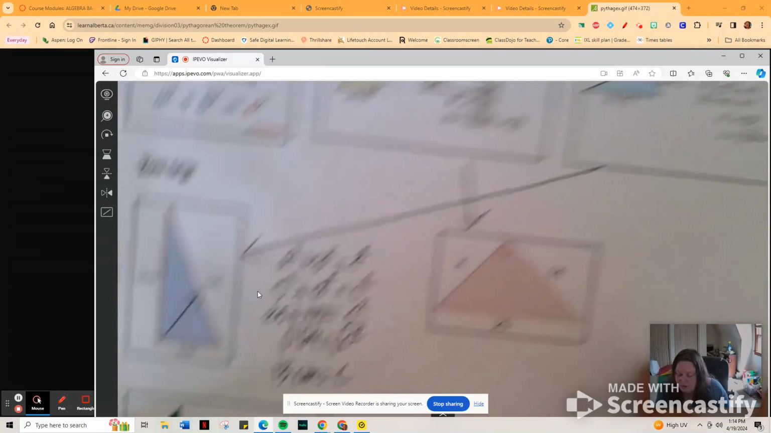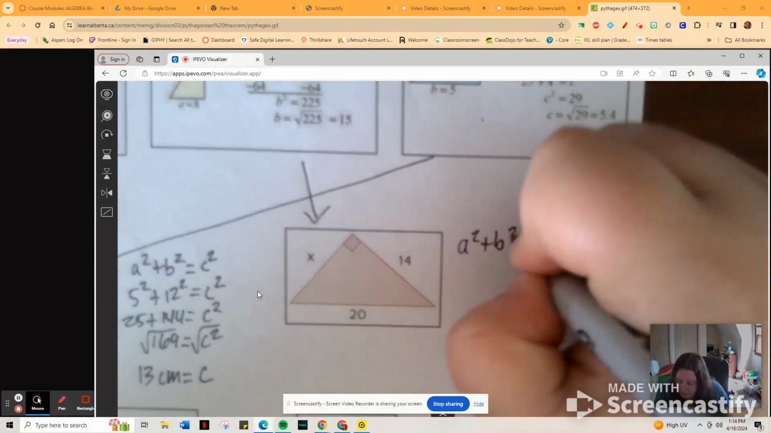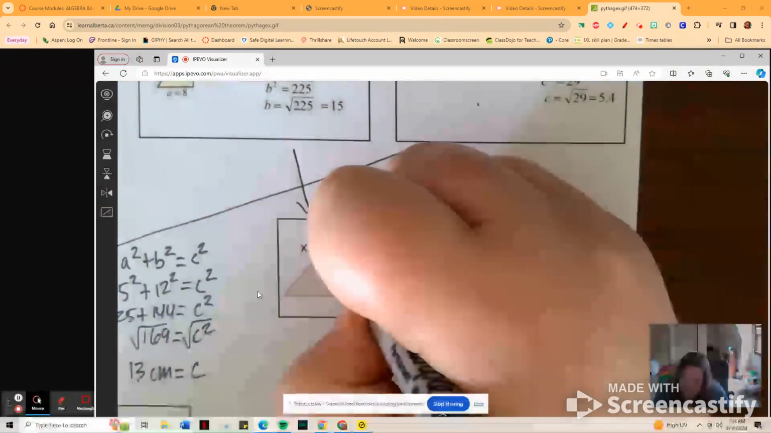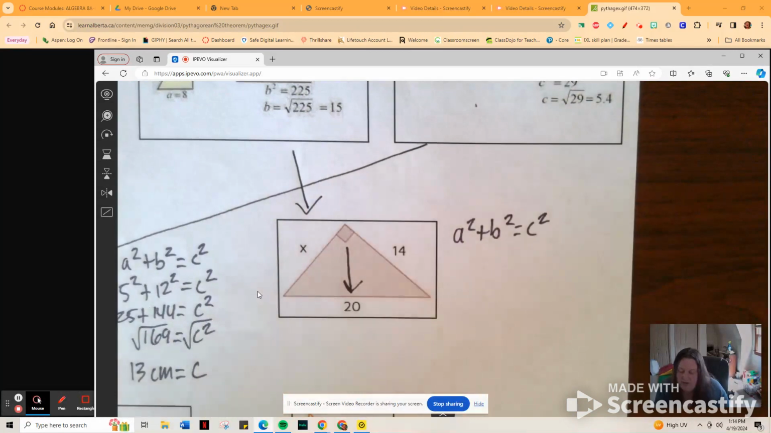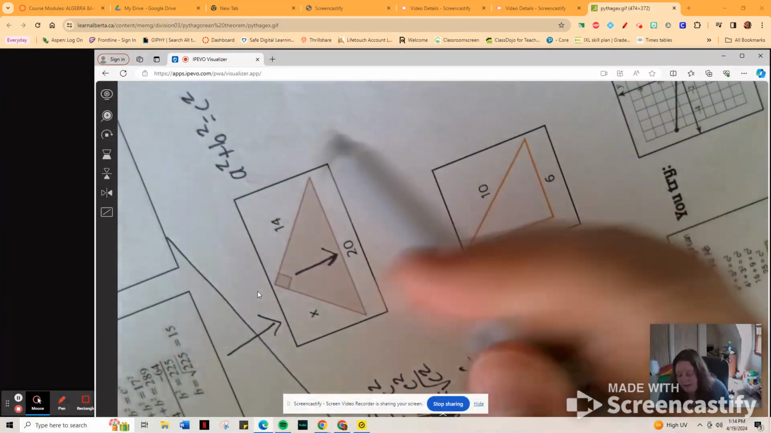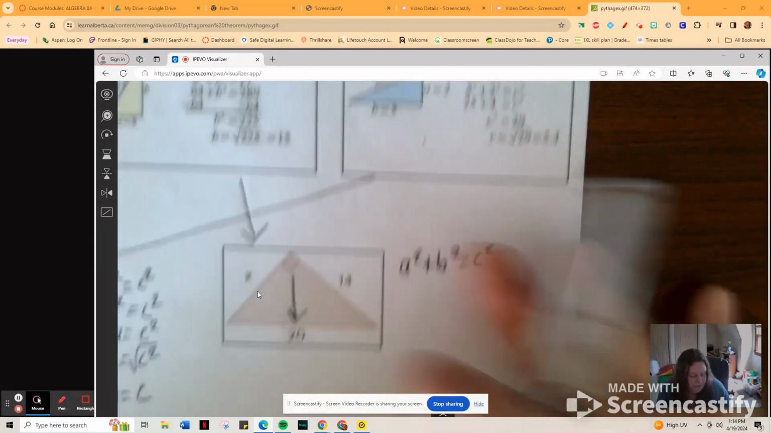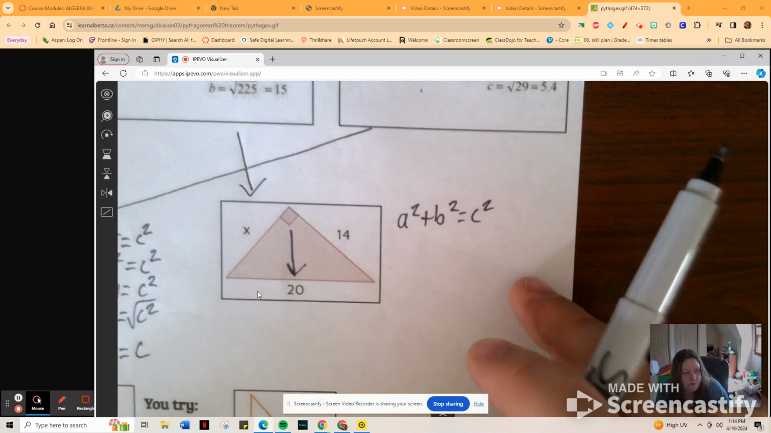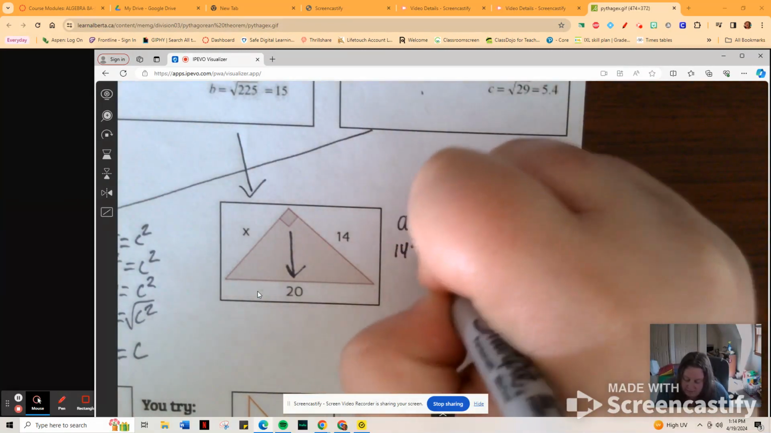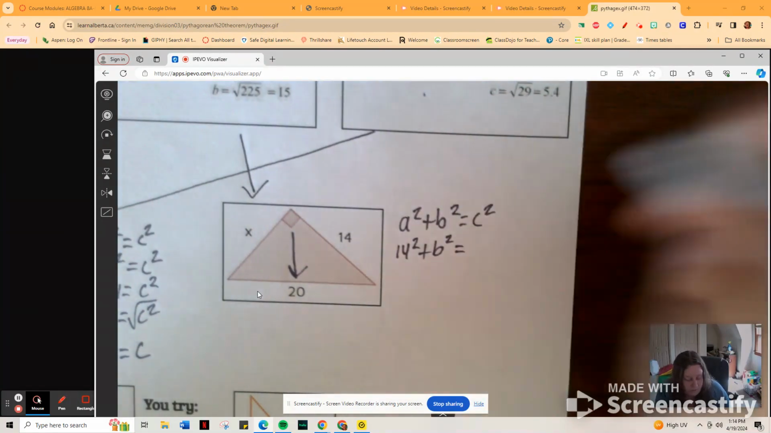Okay? So the next problem we have, a squared plus b squared equals c squared. So I'm going to draw an arrow from my right angle across. So there is my hypotenuse. And I can see, if I turn my paper, the legs are formed by 14 and the missing side length x. So I'm going to put 14 in for A. Once again, it could go in for B. It doesn't matter, as long as you leave A or B blank and solve for it.